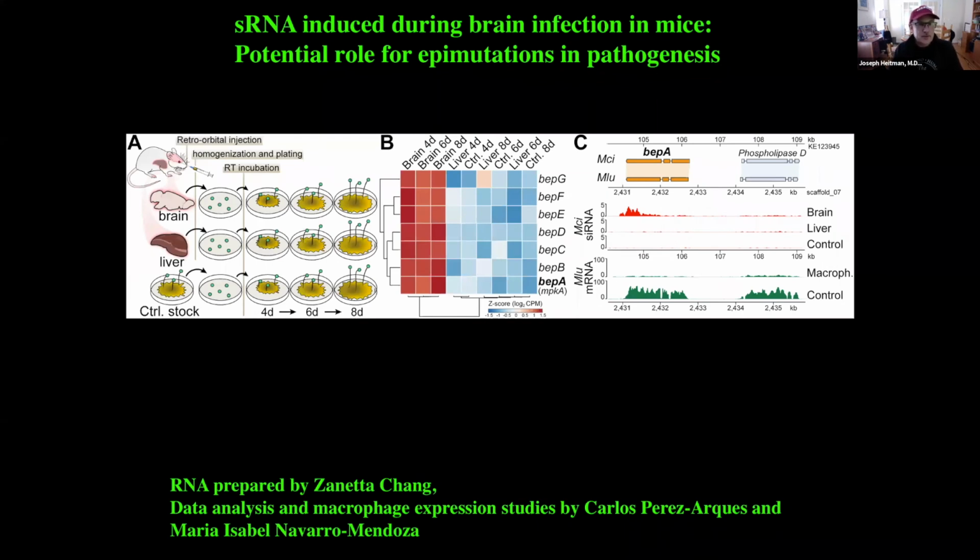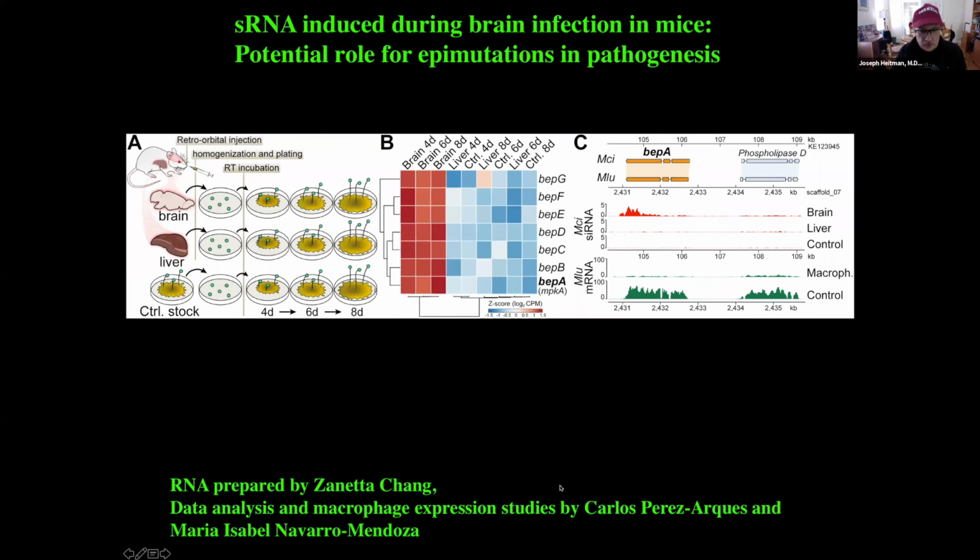The last experiment that Zanetta did was to infect mice, recover colony-forming units from the brain and the liver, culture these for 4 days, 6 days, or 8 days in vitro, and then ask, are there any small RNAs that are induced by infection in the mouse? And from this heat map, you can see there's a series of 7 genes that have abundant small RNAs induced against them in isolates recovered from the brain. For me, it was quite remarkable that this worked, because this is 4 days and 6 days and 8 days of culture after recovery from the animal. It turns out 6 of those genes are completely unknown, but one of them is an ortholog or a homolog of a stress-activated kinase involved in stress responses in other fungi.